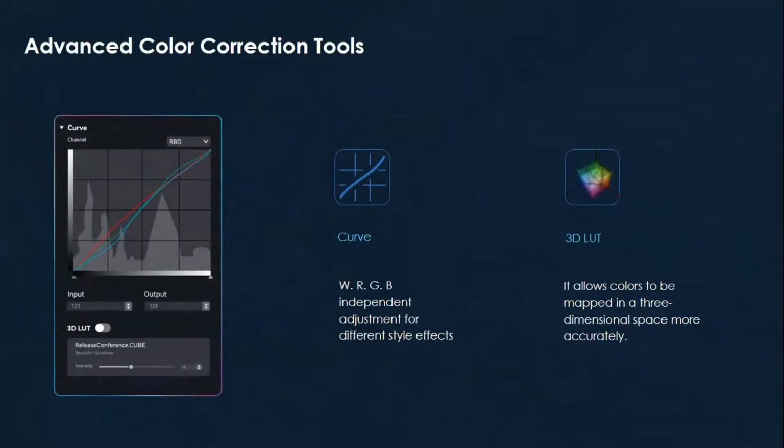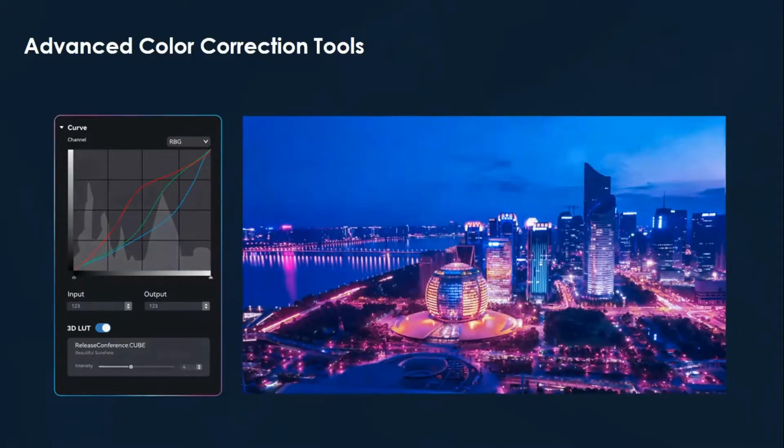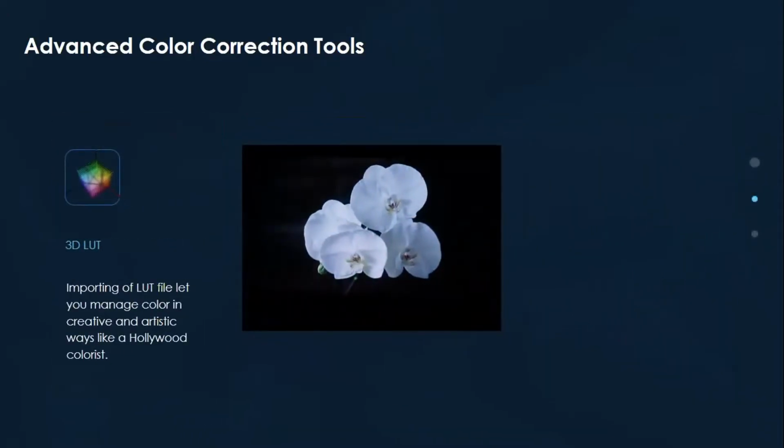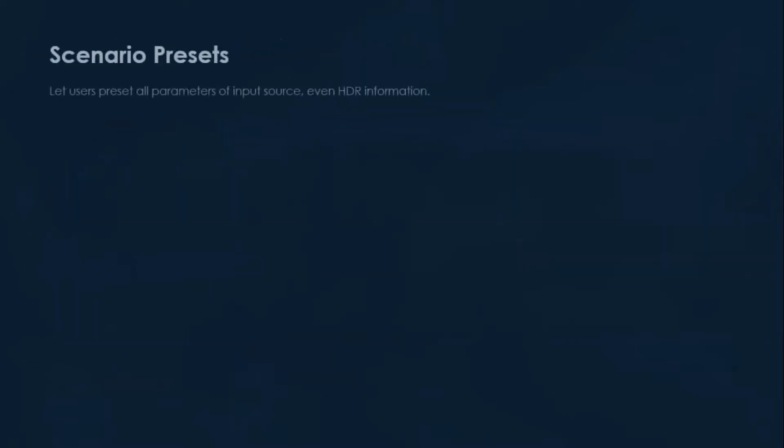For professional users, we also provide advanced color correction tools. Curve tuning and 3D LUT make color adjustment more flexible and efficient. And this is an example of the curve tuning. You can see and use it to get a different style quickly. And with the 3D LUT, color can be remapped more accurately in the three-dimensional color space. You can personalize the color of your LED screen by importing the 3D LUT file.